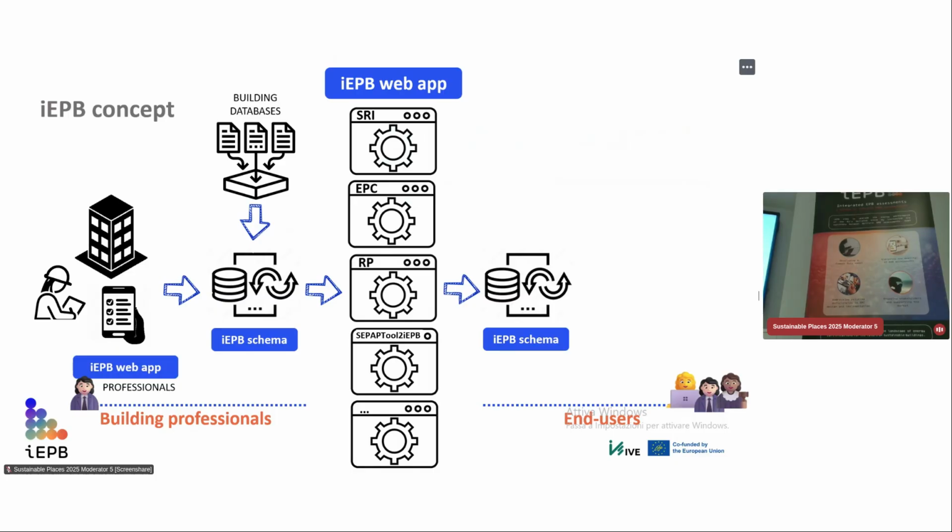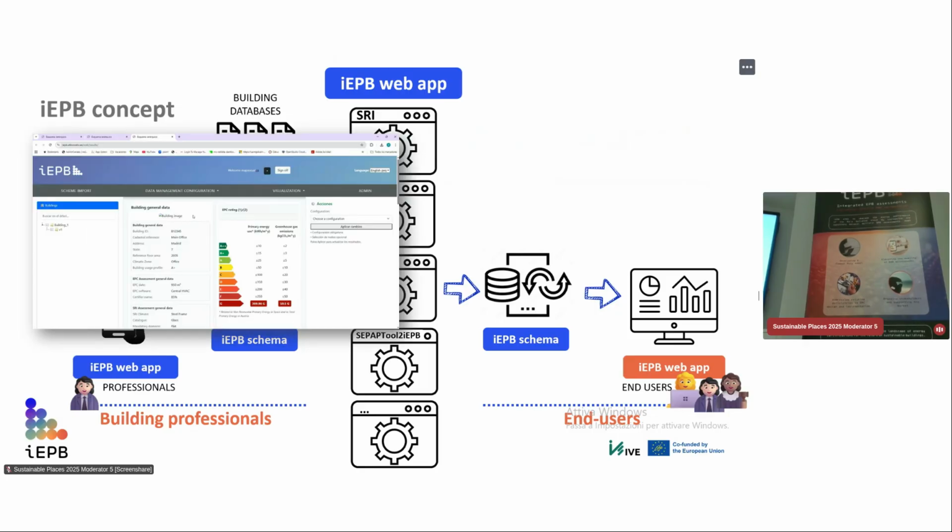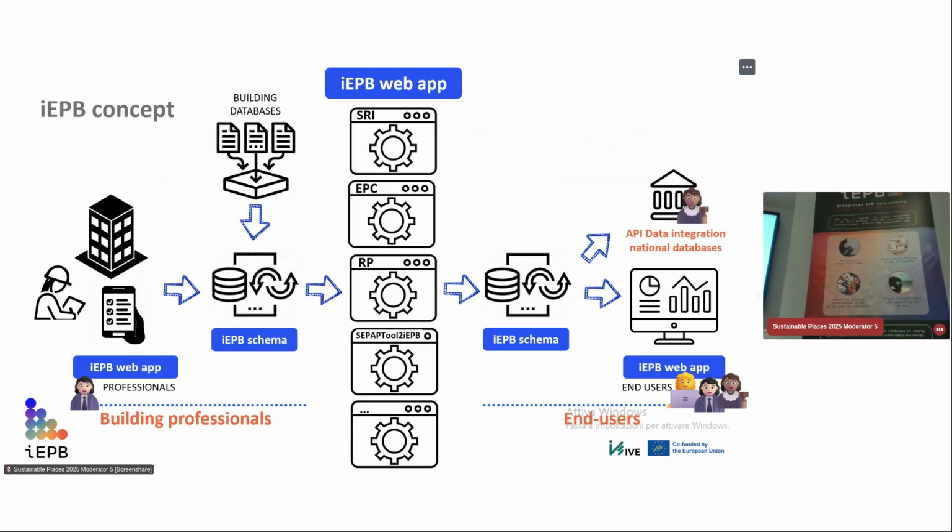On the other hand, we have the end user interface that will enable end users to access the joint multiple EPB assessment results in a flexible and understandable manner. This is how it looks right now. And we can also see there the aggregated data, okay? In addition, we are developing an API for data sharing and integration, for example, in national databases.